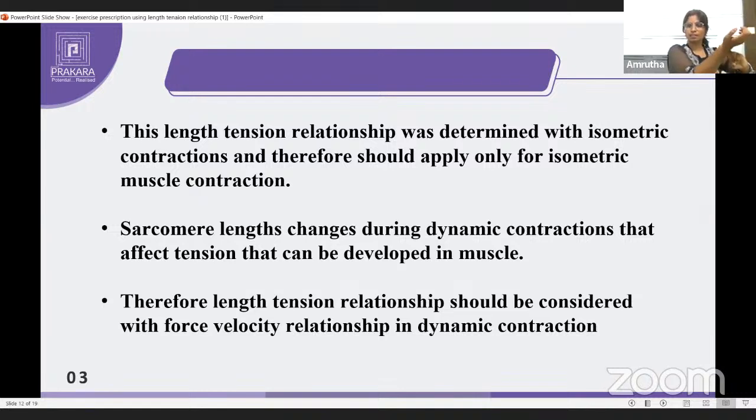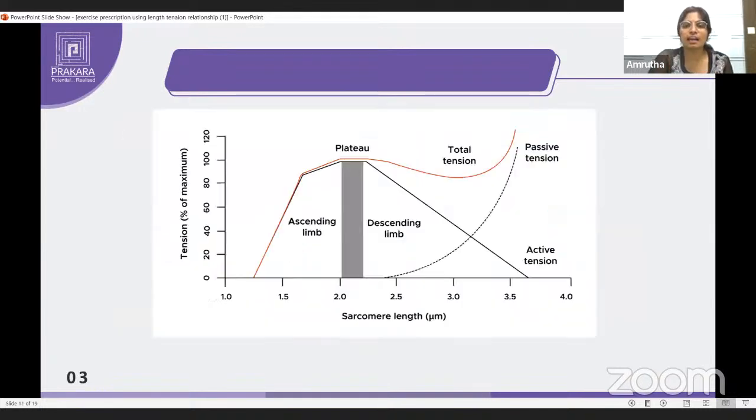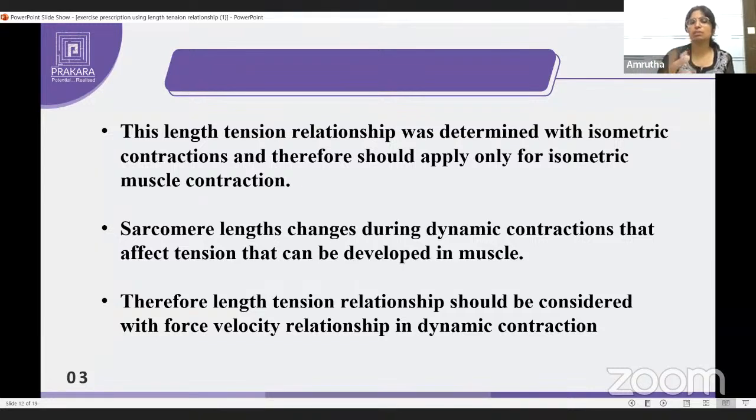So once optimal length is reached, what happens? The length tension relationship concept: in this length, the tension is peaked. After that, I'm trying to move, the length differs, the tension also differs. So in the entire graph, we are talking about optimal length where tension is peaked. Then how can I give a statement that this length tension relationship is working for dynamic contractions, nothing but concentric and eccentric as well?